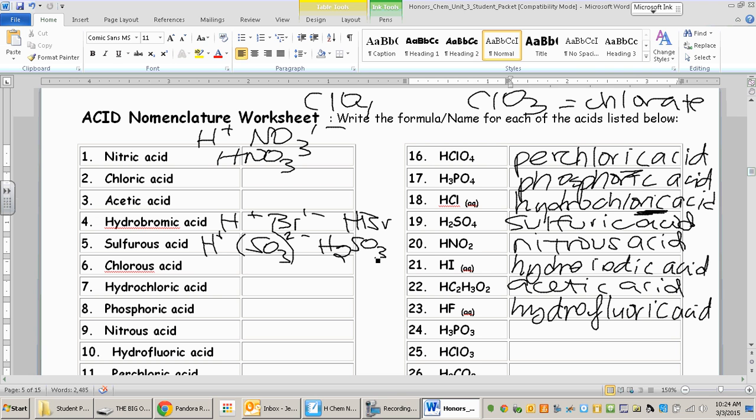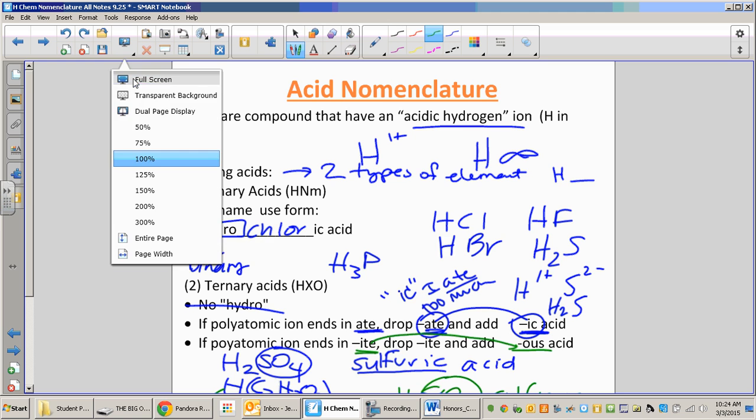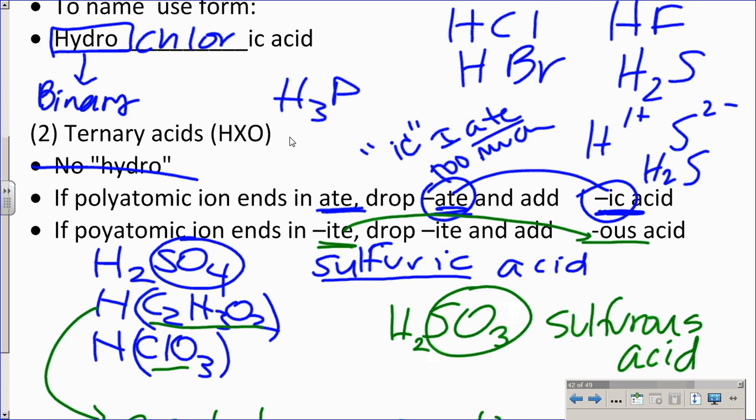It doesn't say ite, but if you read between the lines, it does say ite because you have to know the previous rules of the acids. Previous rules of acids are that ates and ics go together and ites and ouses go together.